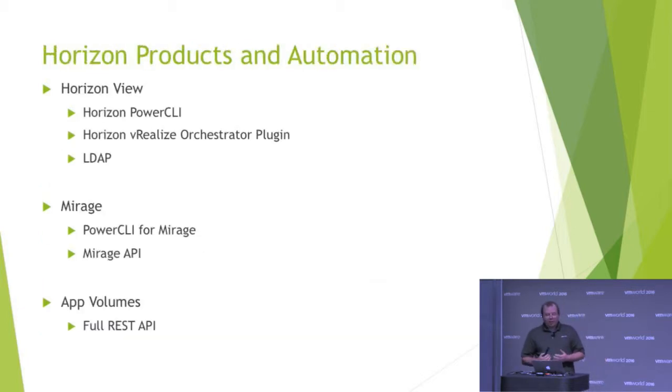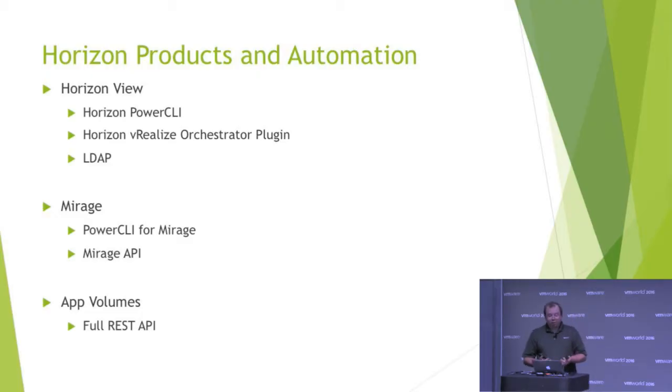So what are some ways that we can automate Horizon? So first off, in Horizon View, there's three main techniques. There's Horizon PowerCLI, there's a vRealize Orchestrator Plugin for Horizon, and there's some stuff you can do with direct LDAP. If you use VMware Mirage for managing your physical endpoints, there's a PowerCLI for Mirage. There's also an API. Now, we're not going to talk too much about Mirage here, but this is here more for completeness. Finally, if you're using App Volumes, there's a full REST API that you can use to perform most actions that you would normally do from inside the GUI.